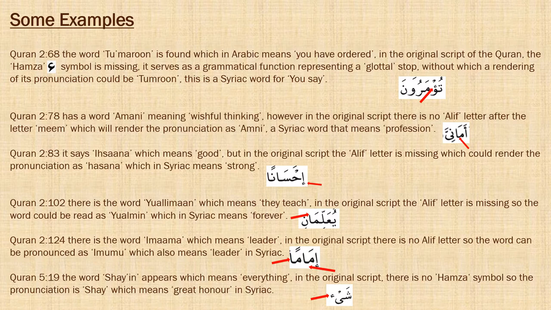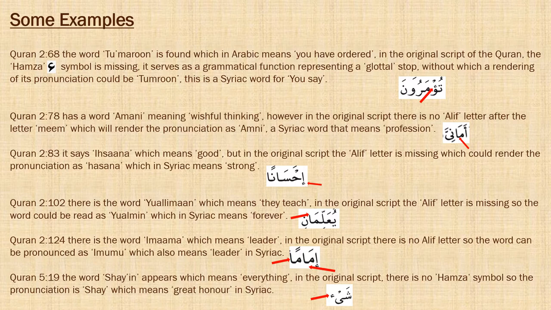In Quran 2:78, there is the word amani, meaning wishful thinking. However, in the original script, there is no alif letter after the letter mim, indicated here by a red arrow, which will render the pronunciation as amni, a Syriac word that means profession. In Quran 2:83, it says ihsana, which means good, but in the original script the alif letter is missing, indicated here by the red arrow, which could render one of its pronunciations as hasana, which in Syriac means strong.